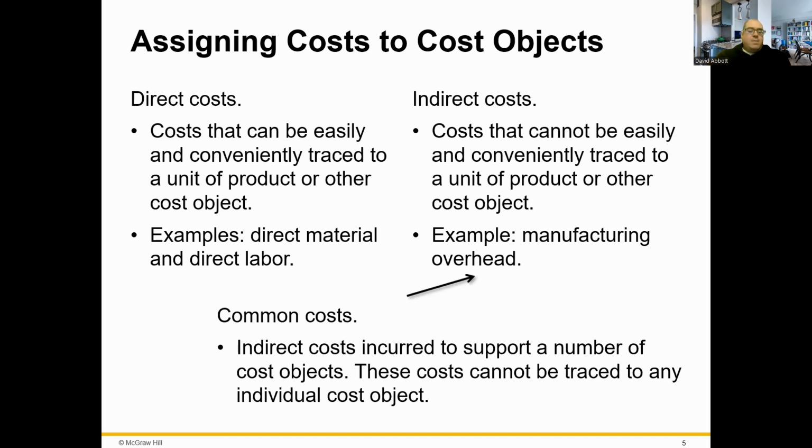Now, we also have common costs, which are indirect costs that are incurred to support a number of cost objects. These costs cannot be traced to any individual cost object. And so again, things like rent, utilities, and so on and so forth. And we'll look some more at that.